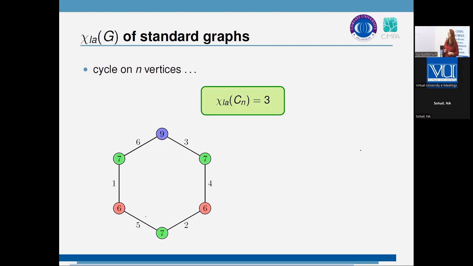And we will check the weights of the vertices, and we see that we have two vertices colored as 6. Then 3 non-adjacent vertices color with 7, and 1 vertex color with color 9.